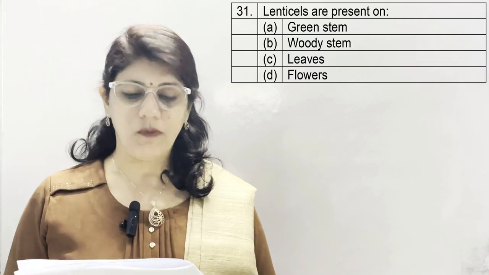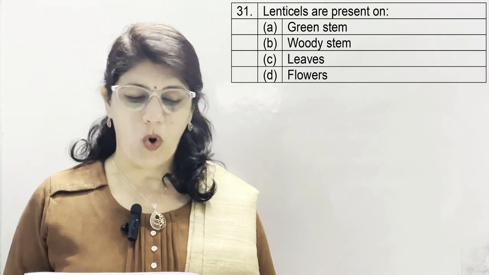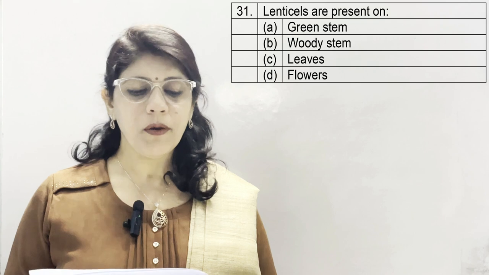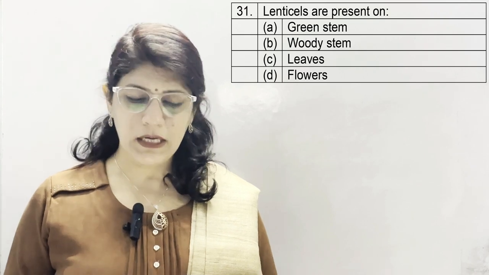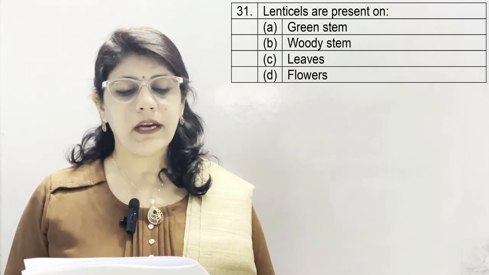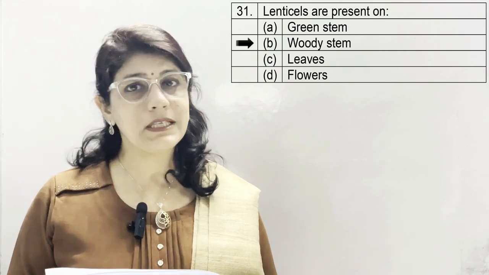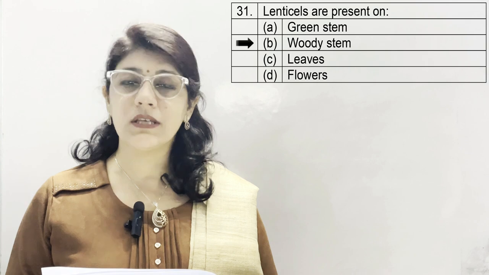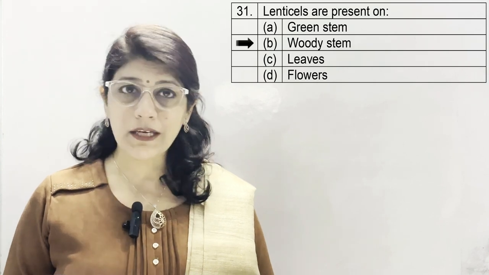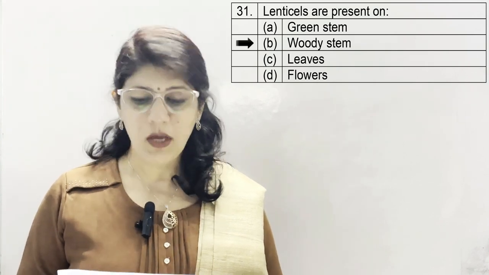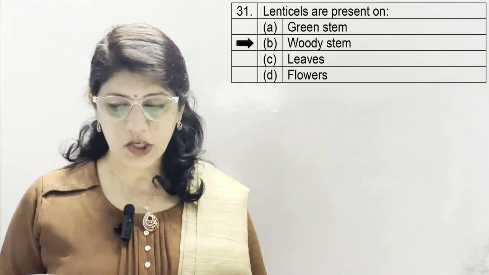In question number 31, lenticels are present on A option green stem, B woody stem, C leaves, and D flowers. And the correct option is B, which is woody stem, because we know lenticels are raised pores in the stem of a woody plant that allows gas exchange between atmosphere and internal tissues.